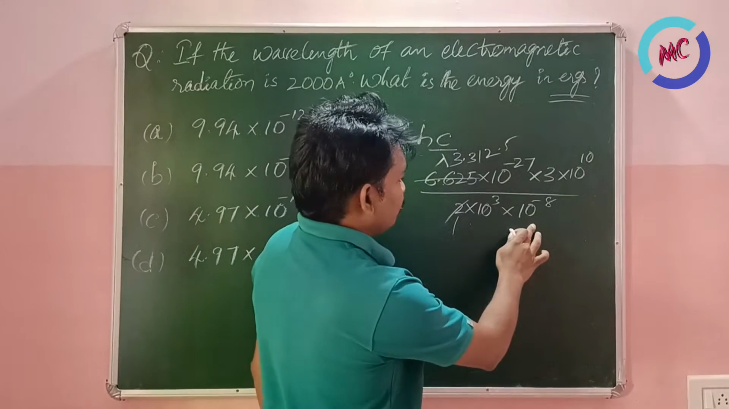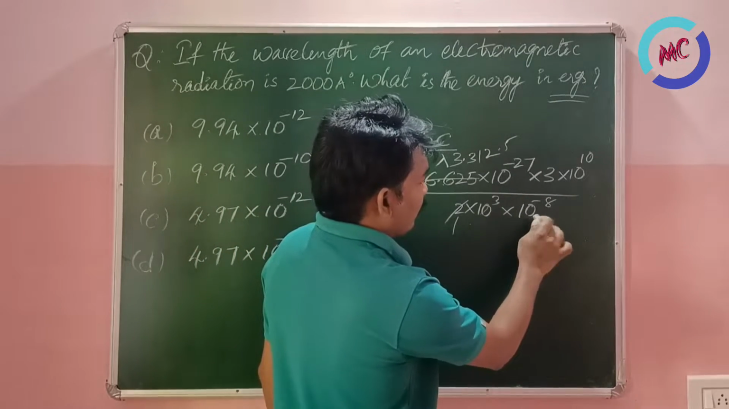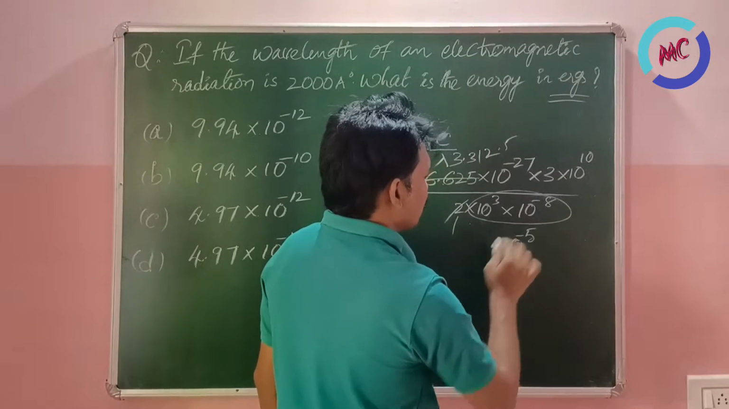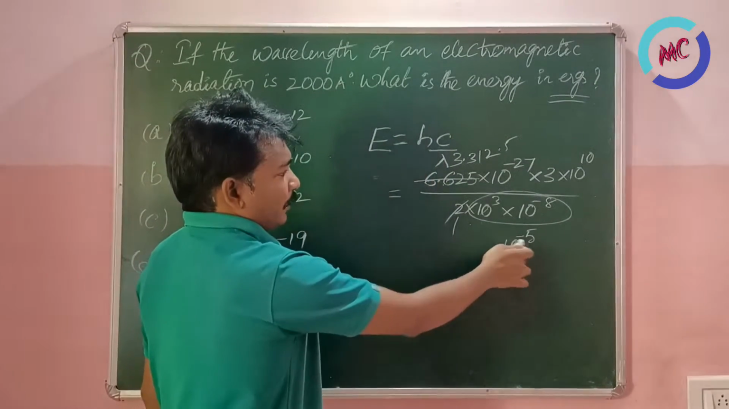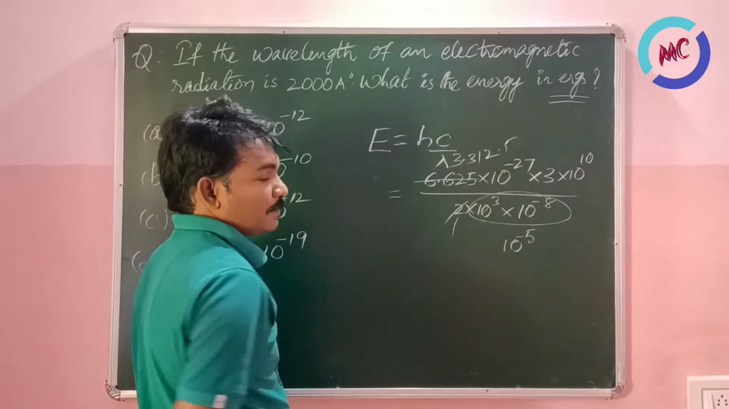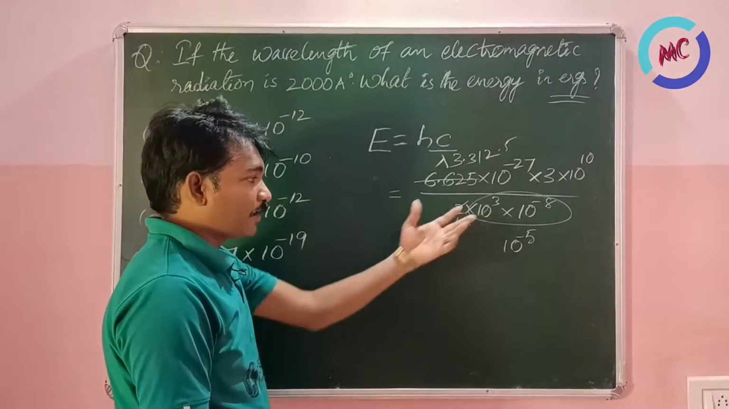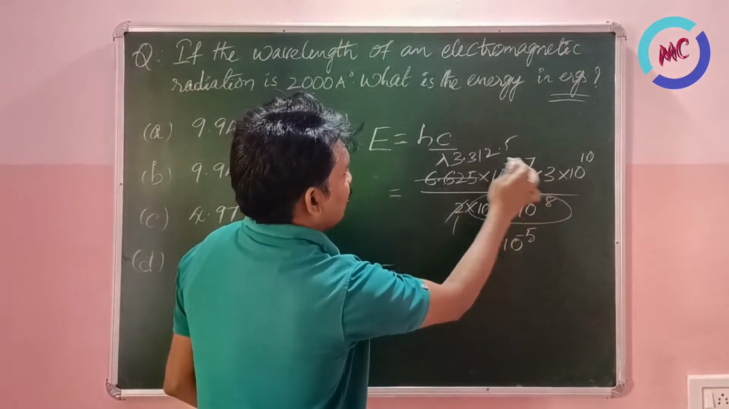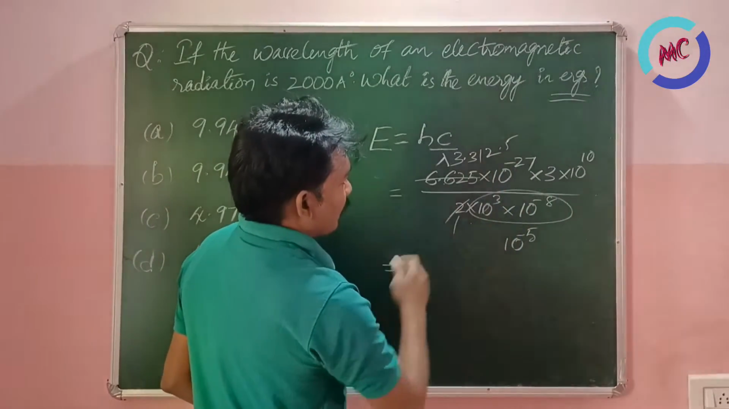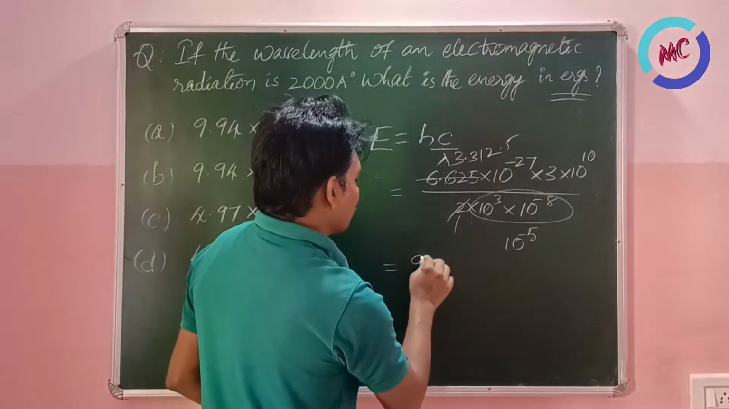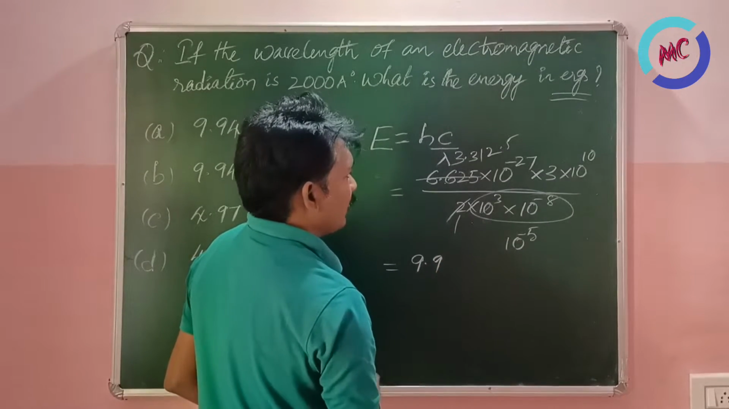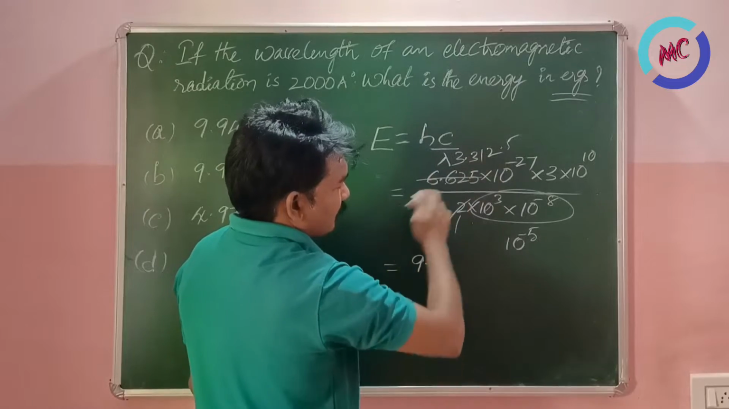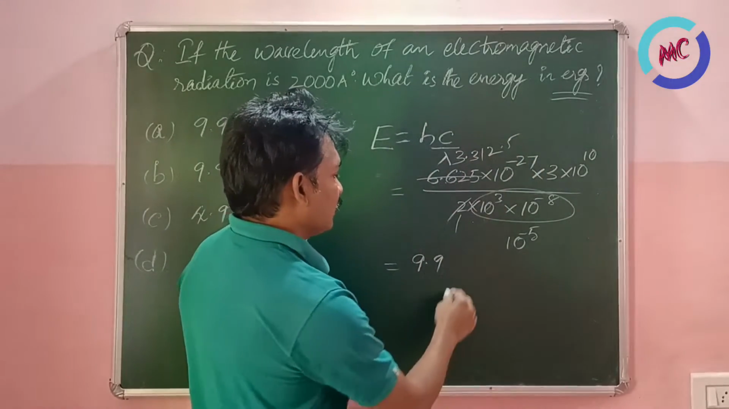And see here, 10 to the power of 3, 10 to the power of 8. If you simplify these two things, you will get 10 to the power of minus 5. It will move to numerator position and it becomes positive, that is 10 to the power of plus 5. Then here 3 is there, 3 into this one. Approximately we will get 9.9. 3 threes are 9, 3 threes are 9. I am multiplying only these two things instead of multiplying all the things.